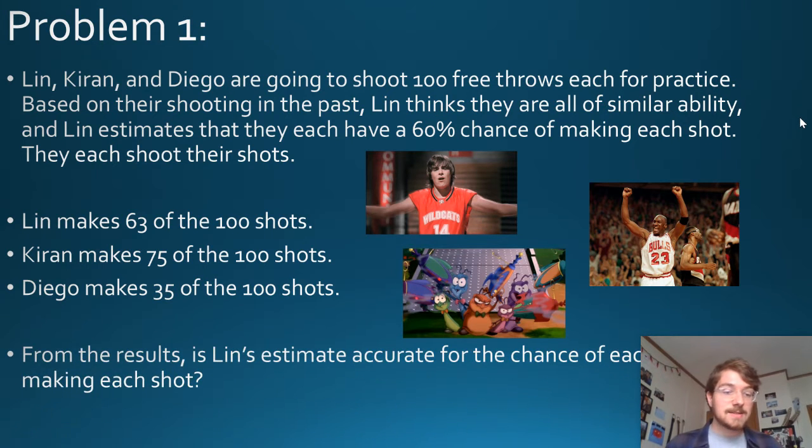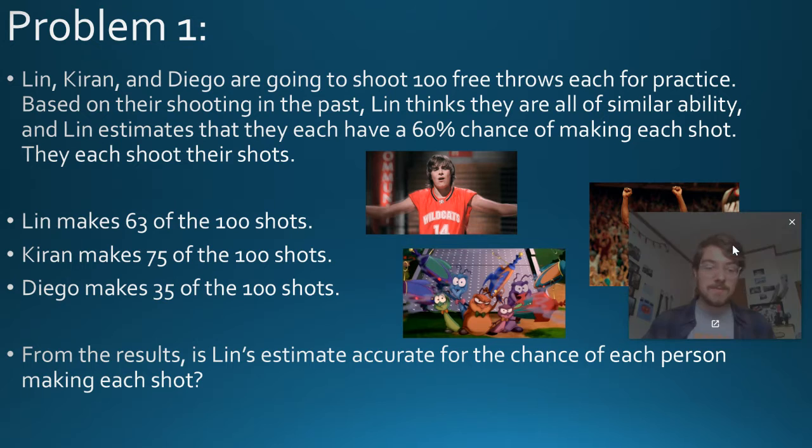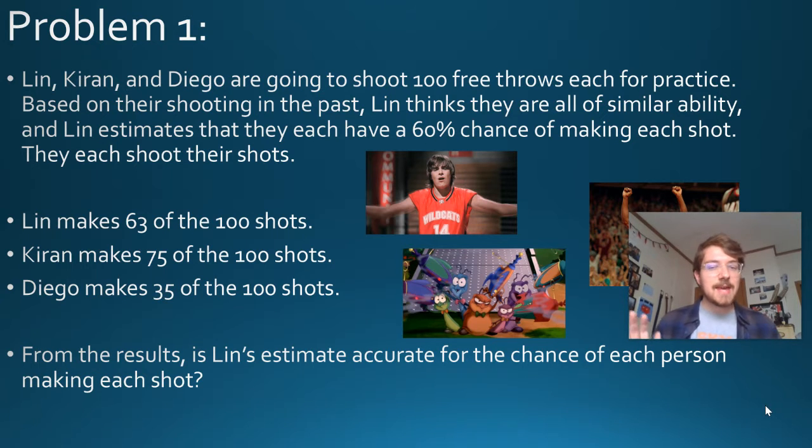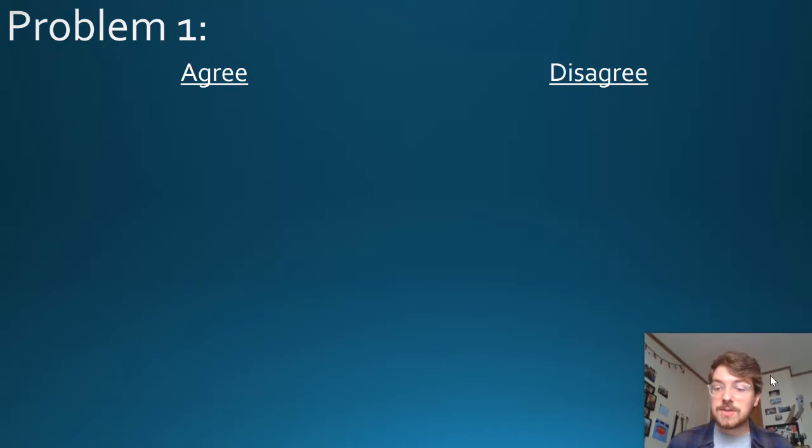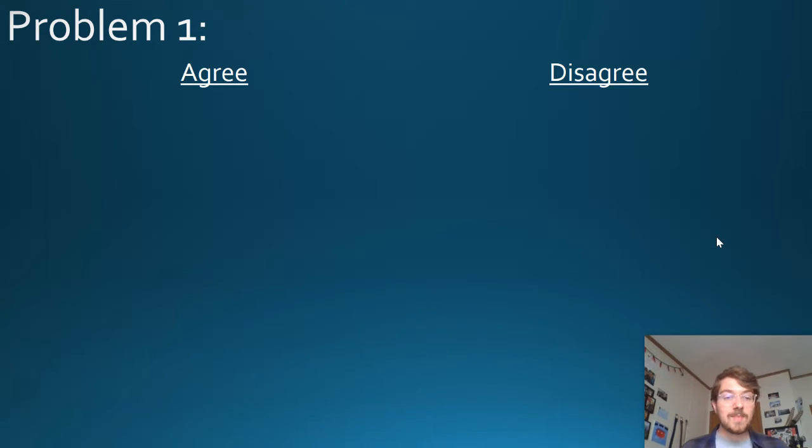From the results we've got, I want to ask: is Lynn's estimate accurate for the chance of each person making each shot? Is this 60% that's applied to all three of them a good estimate for all of them? The way I see it, you can either easily agree or easily disagree. I'm going to play devil's advocate today and see what's going on from both sides, so I'm going to give potential arguments for each one.